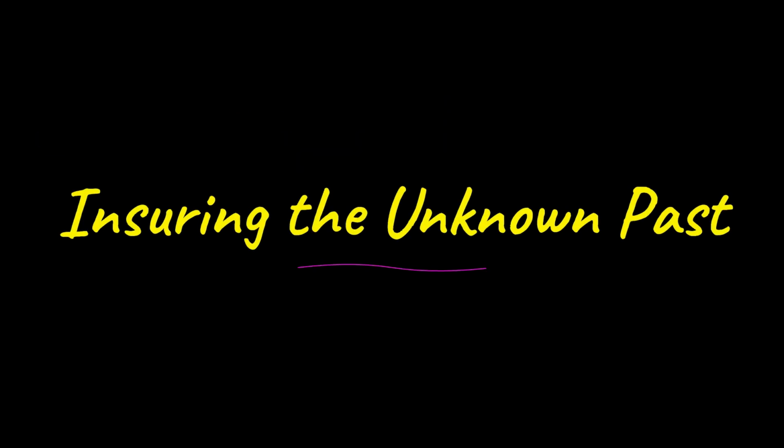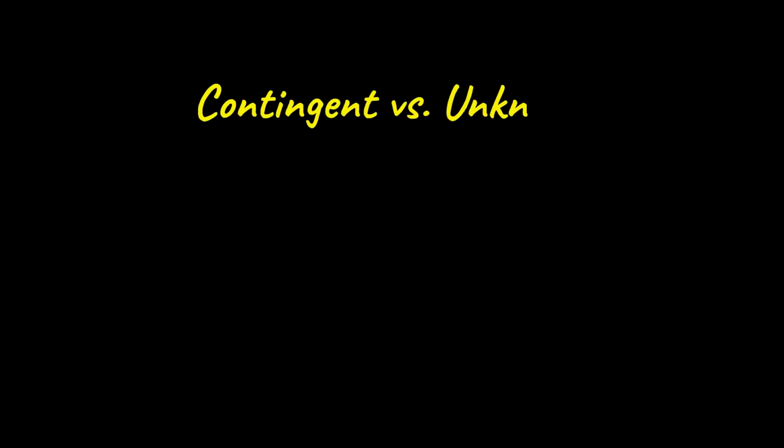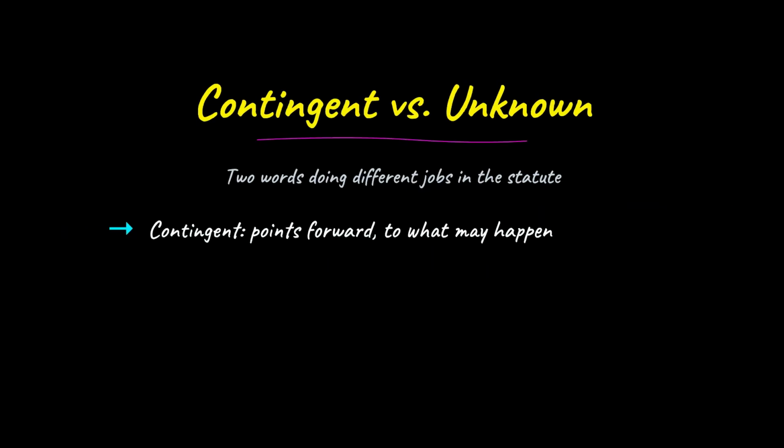Here's a surprising rule. California law allows you to insure a past event, not just a future one. What matters isn't when something happened, but whether it's still unknown to both parties when the contract is signed. The definition of insurance rests on a contingent or unknown event.